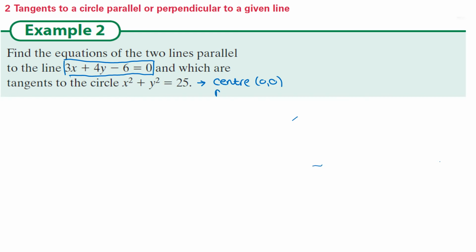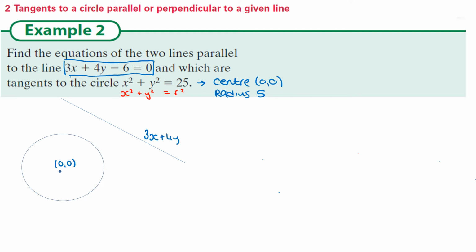I also can straight away pull out my radius because the formula initially that we learned was x squared plus y squared equals r squared. So the radius is simply the square root, so the radius is 5. So they've given us a nice circle to work with. So before I can do anything, I'm going to draw it out. And here's my circle. I'm going to fill in a little bit of information. There's (0, 0). It has a radius of 5. I'm not going to put that in yet. But the two tangents I'm looking for are parallel to here.